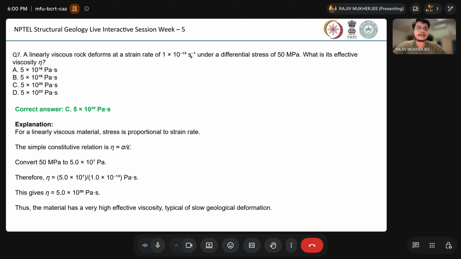So had the strain rate been higher, like 2-3 orders of magnitude, we could achieve those kinds of viscosity in laboratory experiments, and that would be the lower bound of the strain rates that are still achievable in laboratory conditions of deformation. Okay, so move on to the next question.